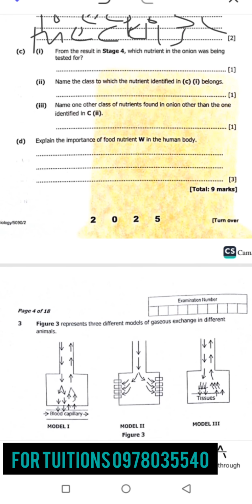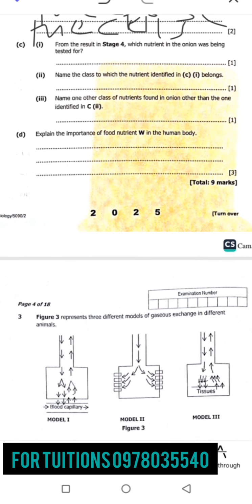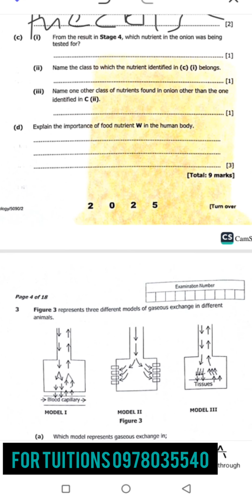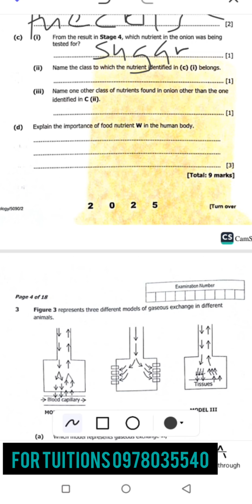Now, C is saying from the result in stage 4, which nutrient in the onion was being tested for? Benedict solution is used to test for reducing sugars. They are asking which nutrient, so the answer can be reducing sugars, or you can just say sugar. But in case they want to be specific, you can say reducing sugars.